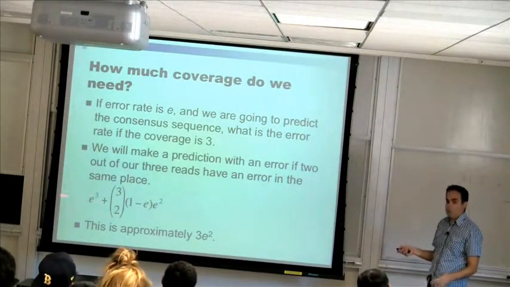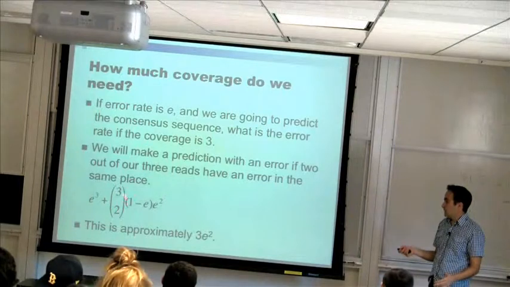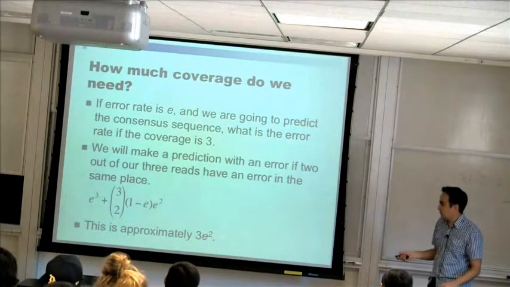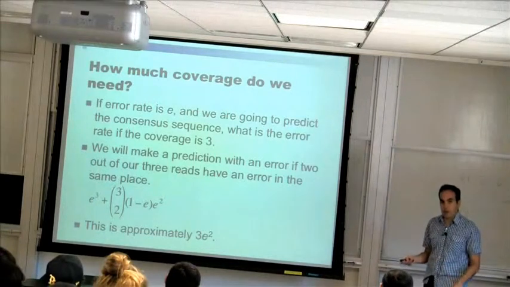This is 3 errors, okay? And then this is 2 errors. There are different ways to have that. So it's approximately 3e squared, okay?